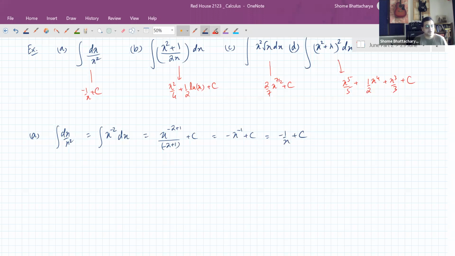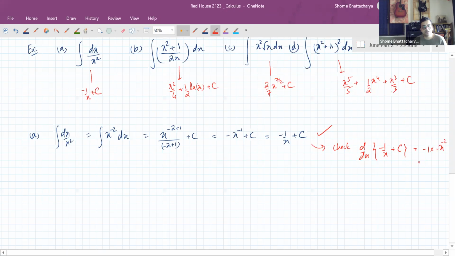And the nice thing about integration is once you get the final antiderivative answer, you can always check yourself by differentiating it. If you differentiate this, you should get the original function which we integrated. So differentiation of minus 1 by x is minus 1 into minus x to the power minus 2. So it's 1 by x square. That's correct. That is what we had started with, the integration. So that verifies that the answer is correct.